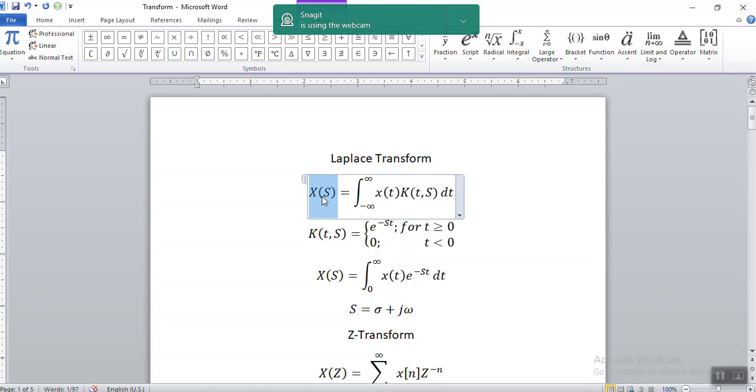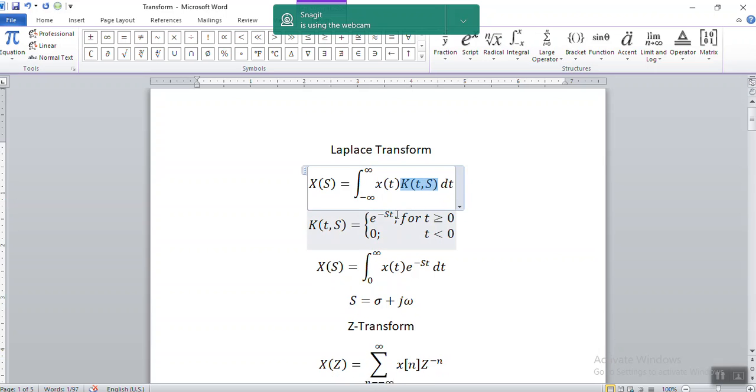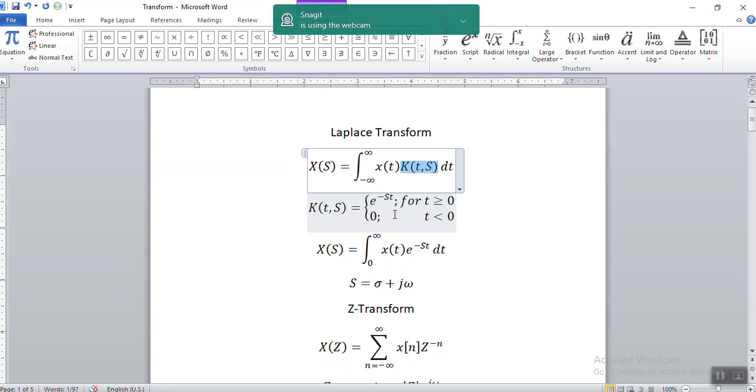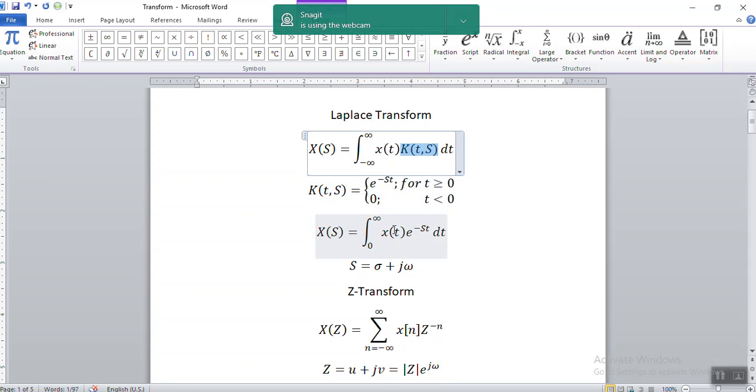Once you evaluate this integration, you will get an expression in terms of s, which is referred to as the integral transform. Now, particularly this kernel has been defined by Laplace, a mathematician, as e to the power minus s t for all t greater than or equal to 0, and 0 for t less than 0. So if you put e to the power minus s t in place of the kernel, it becomes x of t into e to the power minus s t, integrated from 0 to infinity.